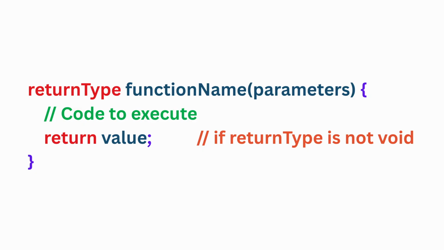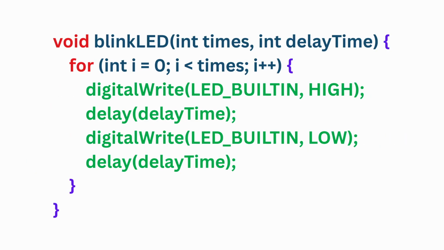Here is the basic structure of a function. Return type: what the function gives back. For example, int, float, or void if it returns nothing. Function name: the name you choose for a function. Parameters: inputs the function needs. These are optional. Let's transform the blinkLED example into a function.